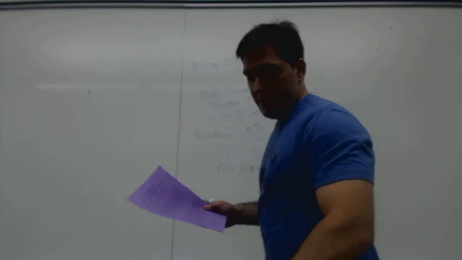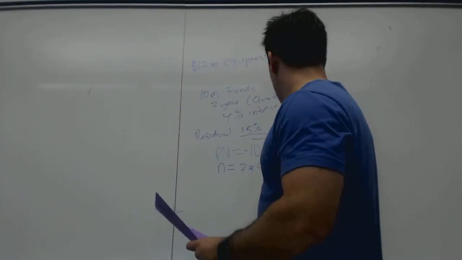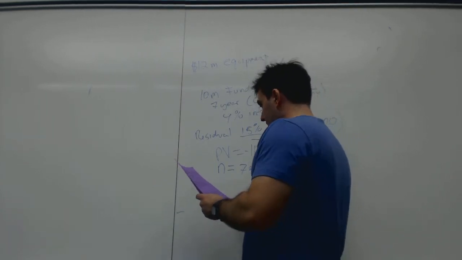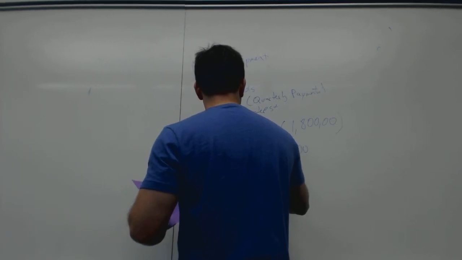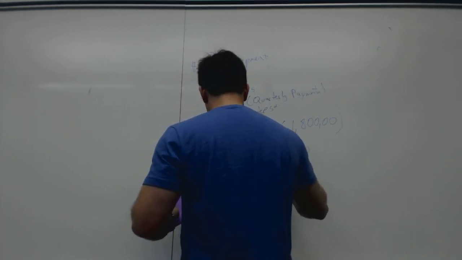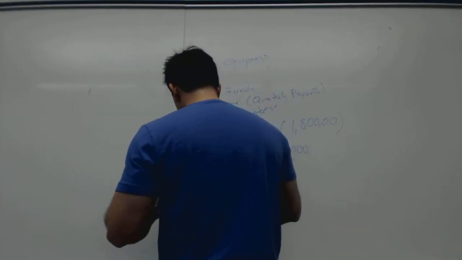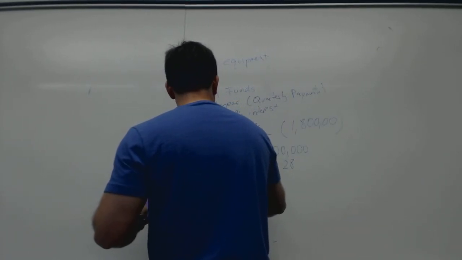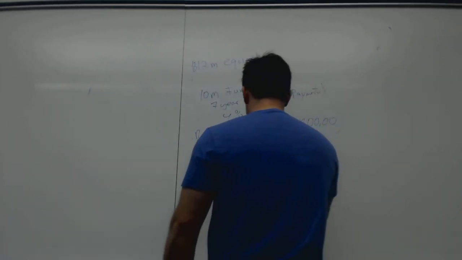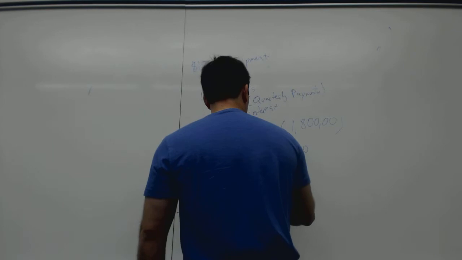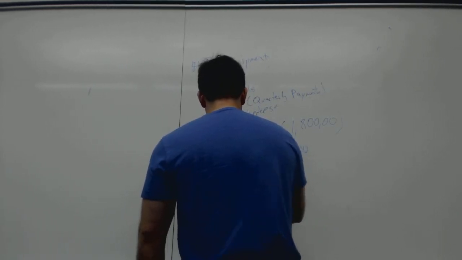That's going to be N, 28. Then we know that the interest rate is going to be equal to 4 divided by 4, it's going to be equal to 1. And we know that the future value is going to be a residual. That is 15% of 12, that's 1,800,000. So what is our payment?